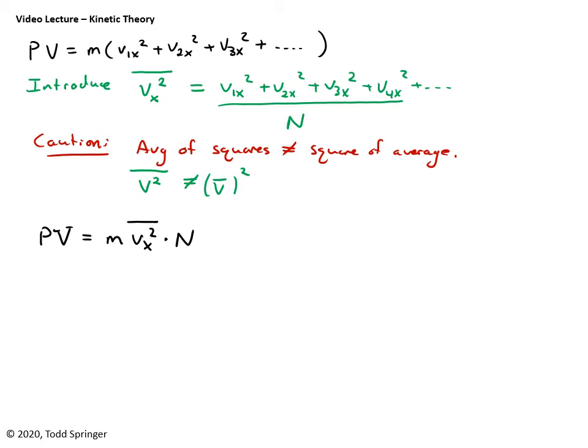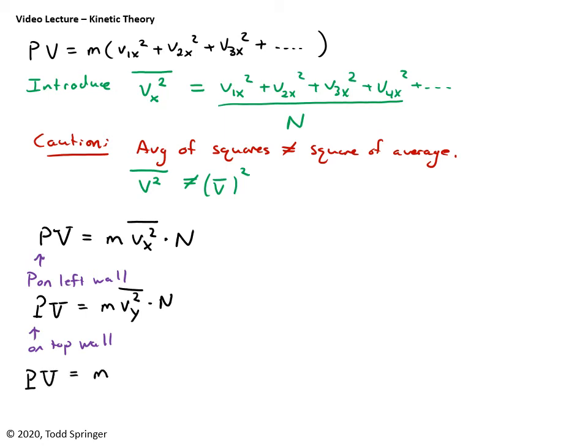So what we did so far was only focused on the x direction. This was the pressure on the left wall, right? Well, what if I went ahead and did the whole thing again, but did the top and the bottom? So like I looked at the pressure on the top wall. That would look something like this, right? P times V. Everything would be the same except here this would be Vy squared, times m N. This would be on the top wall. And then what if I did the front and the back wall? That would be P times V is equal to m Vz squared bar times N. And this would be the pressure on the front wall.